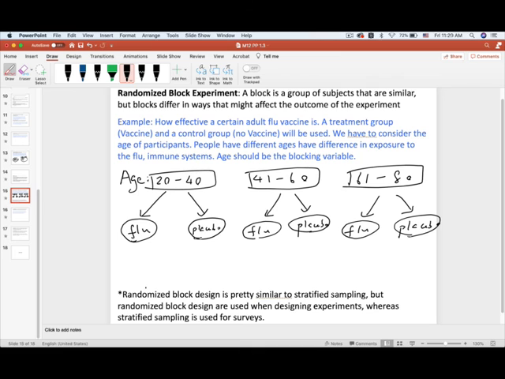Randomized block design is pretty similar to stratified sampling. Remember what a stratified sampling is? We're going to divide into subgroups and pick some sample from each subgroup. The only difference is in stratified sampling, we are using the sample for the survey, and a randomized block experiment is used for the experiment.